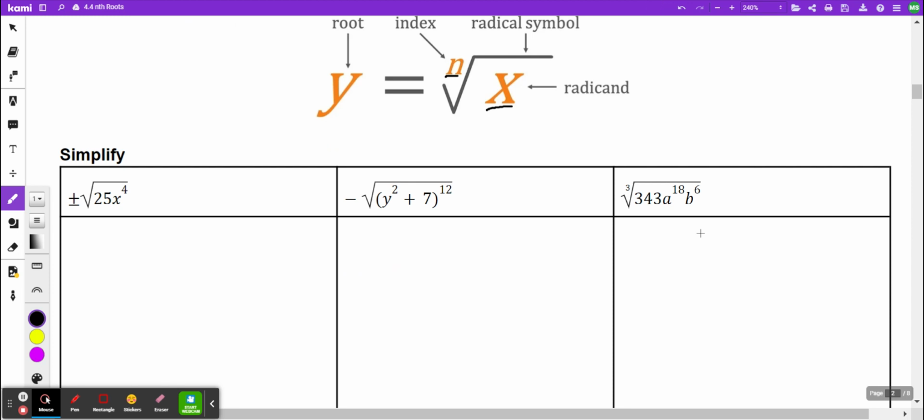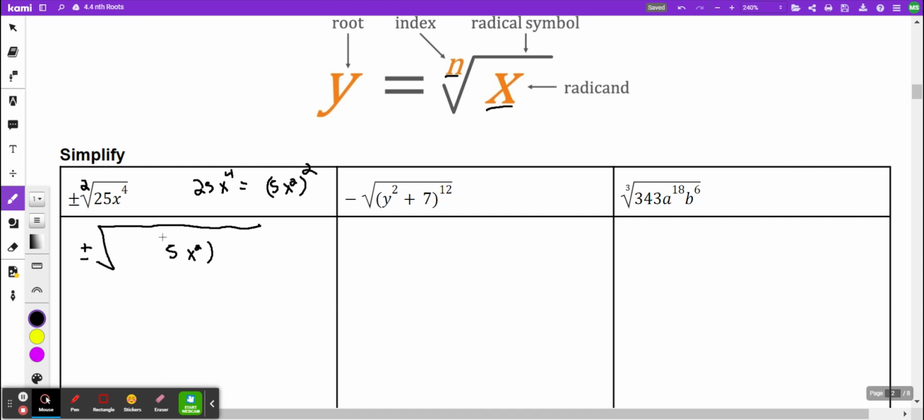So if I have this right here, I understand that I have a square right here. I'm going to find both the positive and negative answer to this. So if I simplify this, this is going to be positive or negative. I understand I have the square root. I can change this 25x to the fourth, which will equal 5x squared. I know this, so I can rewrite it like this right here.